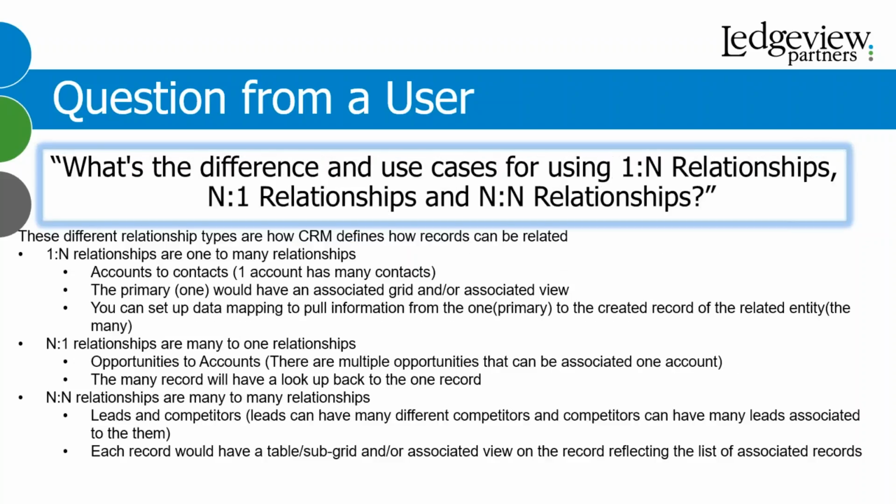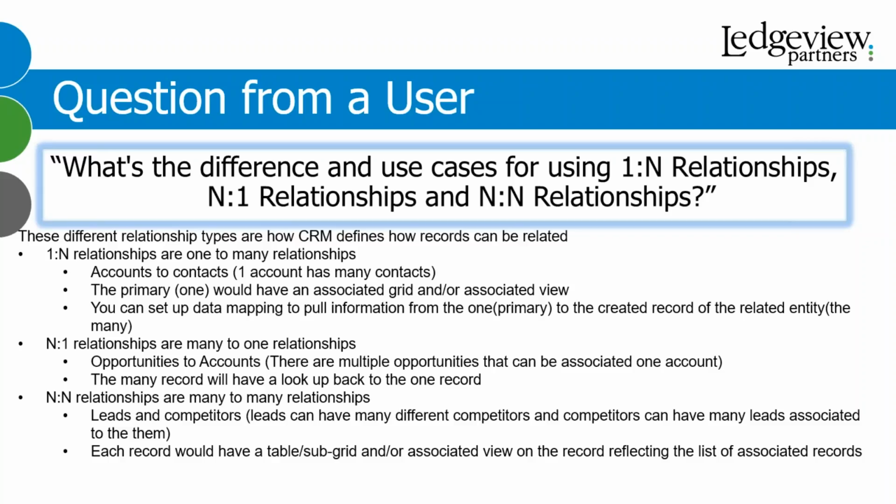Our next question is, what's the difference and use cases for using one-to-N relationships, N-to-one relationships, and N-to-N relationships? Many of you might be thinking, okay, what is he talking about? These different setups here mean the different relation types in CRM and how CRM defines them. So a one-to-N relationship means one-to-many. The N means many. A use case for this is accounts to contacts. One account can have many contacts.